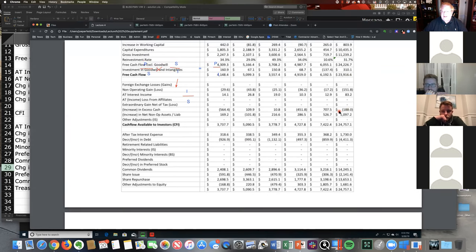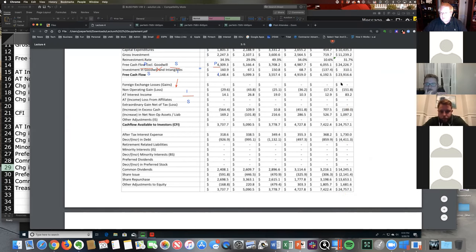Did they put it in the bank? Did they pay debt, or did they pay equity? Because they had money, I know they did it. If this number were negative, then I'm going to be looking in these three sections to find where the money came from. But that's basically how you start this.